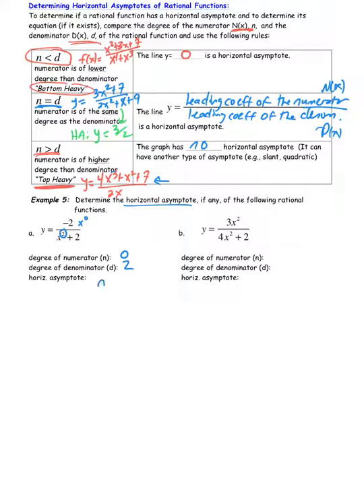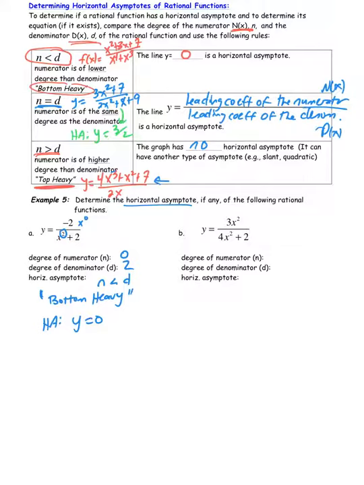So we have n is less than d, right? If the degree of the numerator is less than the degree of the denominator, this is bottom heavy. And when we have a rational function that's bottom heavy, we have a horizontal asymptote at y equals 0. That's the first case we talked about.